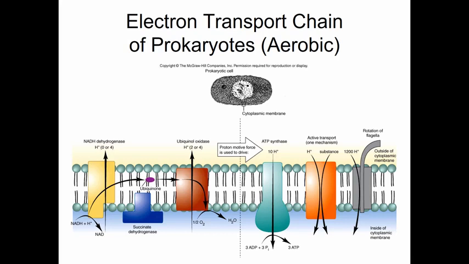What's coming to the electron transport chain? What are we coming in with? NADH and FADH2. How many? Two? Nope. 4? Nope. 6 NADH. 2 plus 2 makes 4 plus 6, 10. We've got 10 NADH coming here.